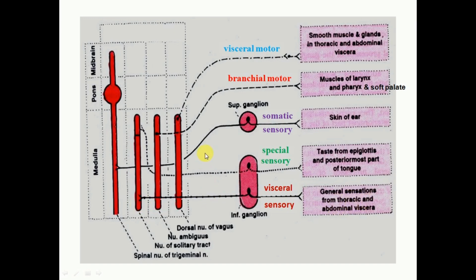And lastly, this is the spinal trigeminal nucleus, which will receive the general somatic sensation from part of the skin of the ear and the infratentorial part of the dura. So these are the various nuclei of cranial nerves and related functional components.